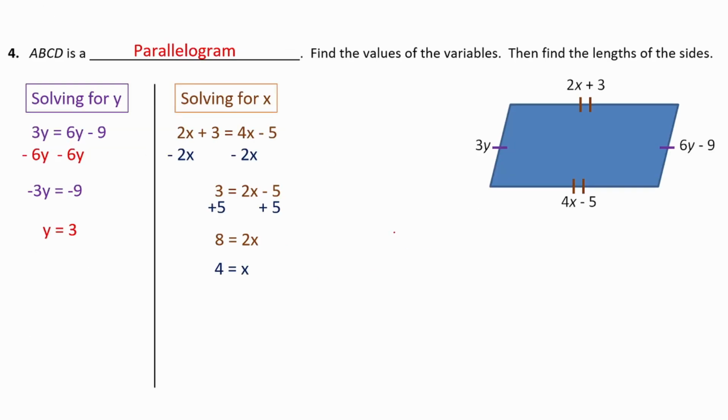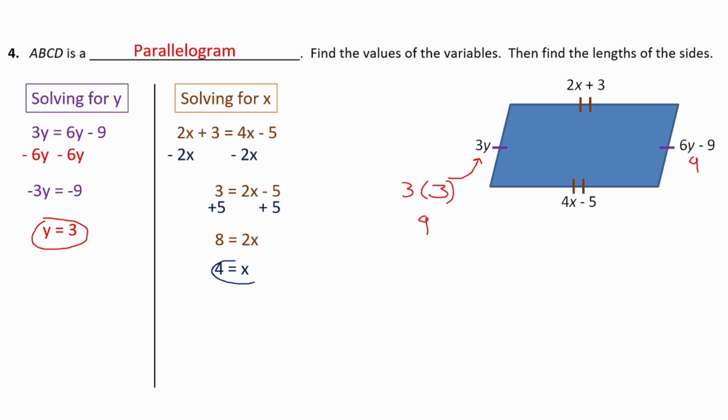Now that we have the values for our variables, I'm going to take this y equals 3, this one right here, and I'm going to substitute that into the y in 3y. I'm going to choose this one because the expression is a little bit simpler, and since these two sides are equal to one another, I'm going to use the simpler expression. So I'm going to take 3 times the y value of 3 here. That means that this side right here has a length of 9, and so will this side over here. This will also have a length of 9.